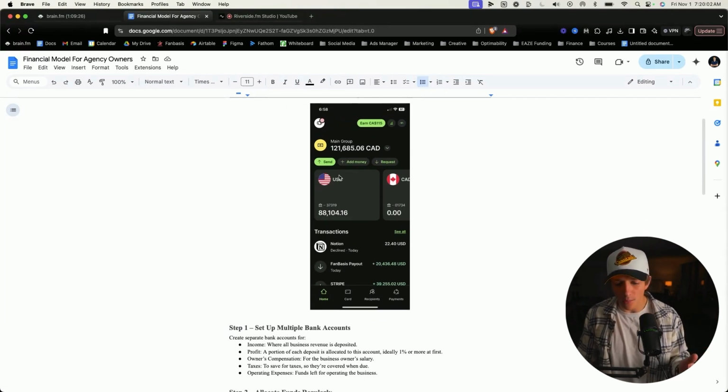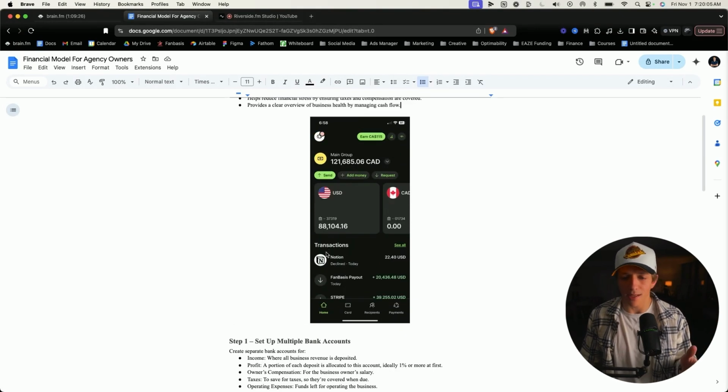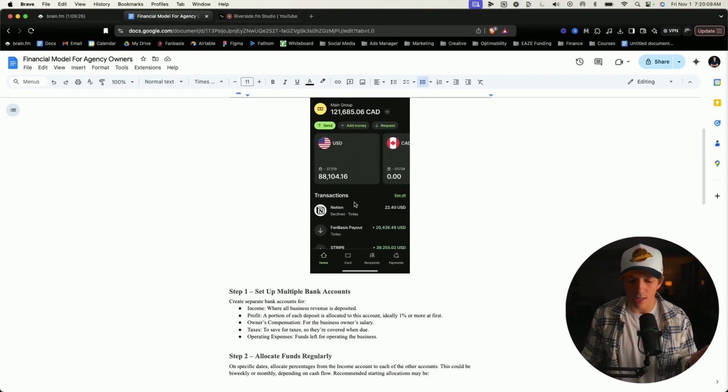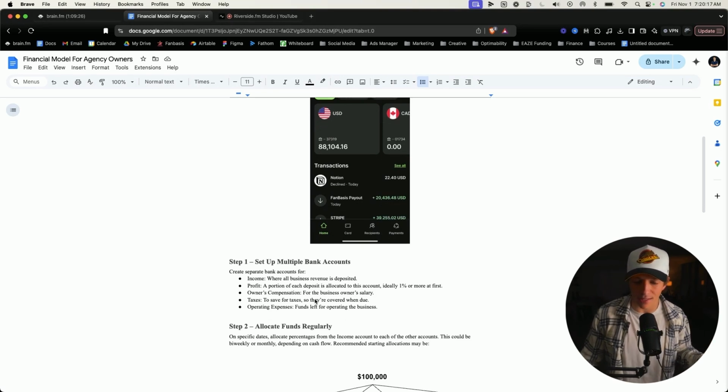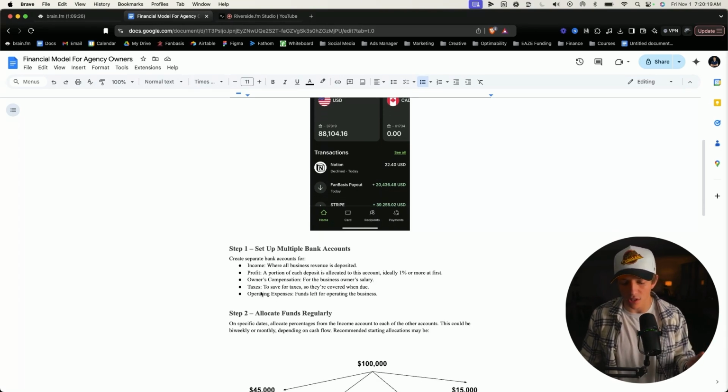So the first thing that we do is we set up multiple bank accounts. We use Wise here, and in Wise, it's really easy to set up multiple bank accounts, and we create one where it's just income, where basically all the business revenue is deposited. Profit, a portion of each deposit is allocated to this account, owner's compensation, taxes, and then operating expenses. So those are the 5 bank accounts that we set up inside of our Wise account.